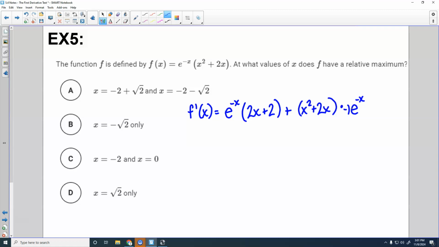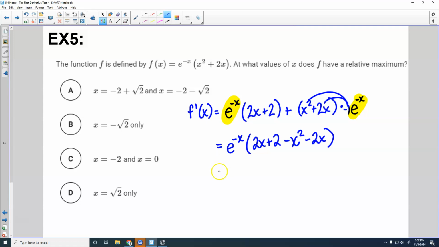At this point, I would try to simplify a little bit because it's going to be kind of difficult to do this otherwise. If you look right here, you've got an e to the negative x in this term and an e to the negative x in the second term. So we can factor that out. So we will get e to the negative x times 2x plus 2. Be careful right here, that negative 1 did not get factored out, so it has to get distributed to this here. So you'll get minus x squared minus 2x.